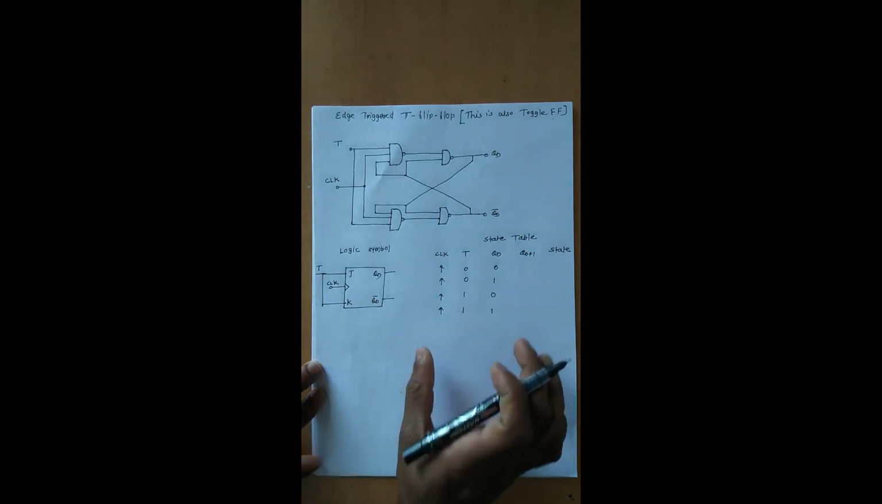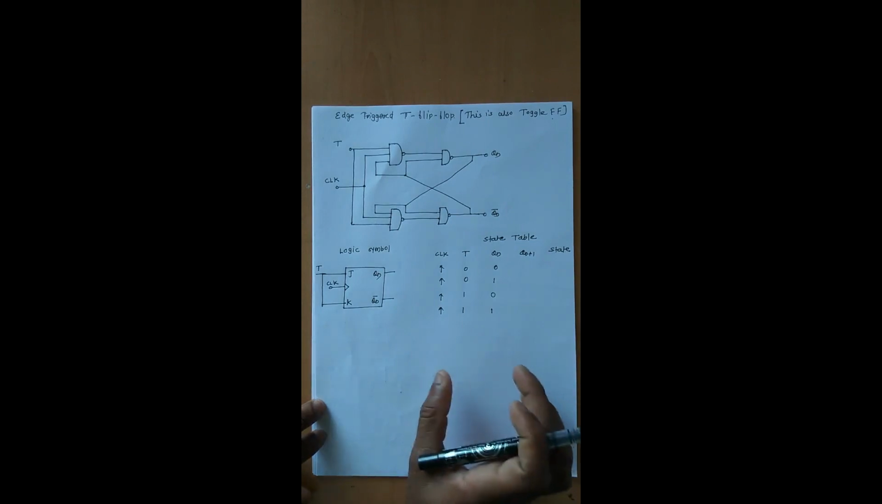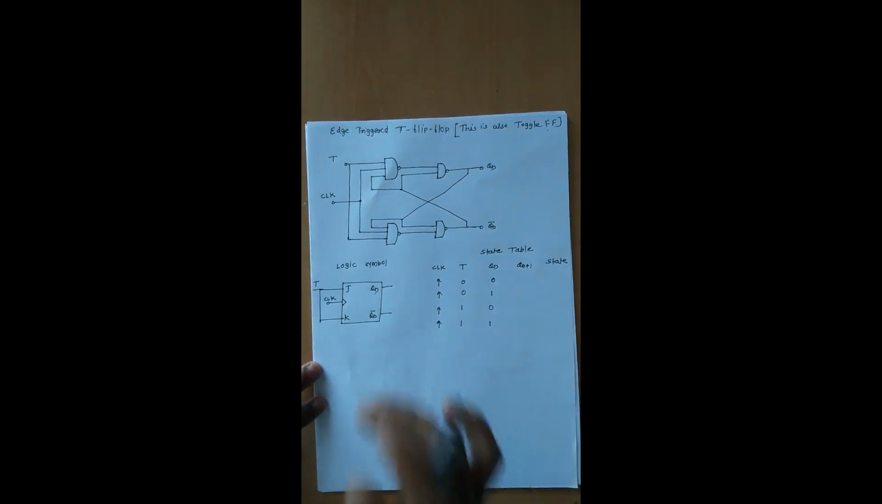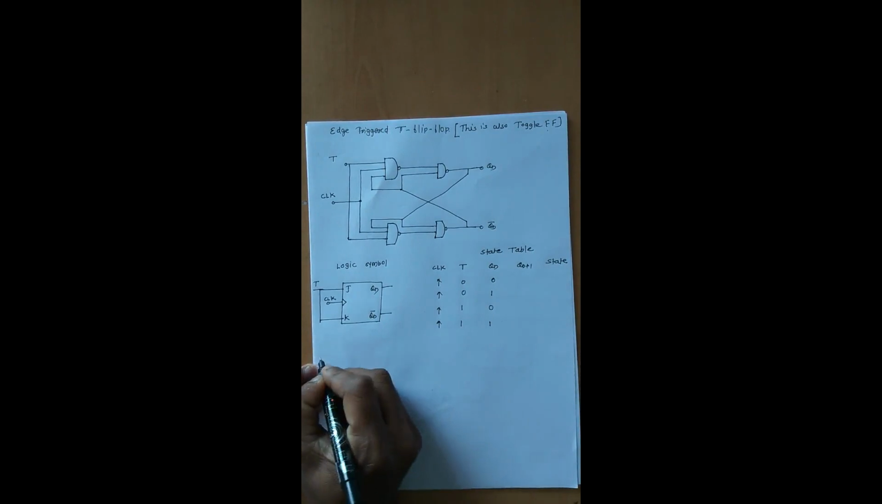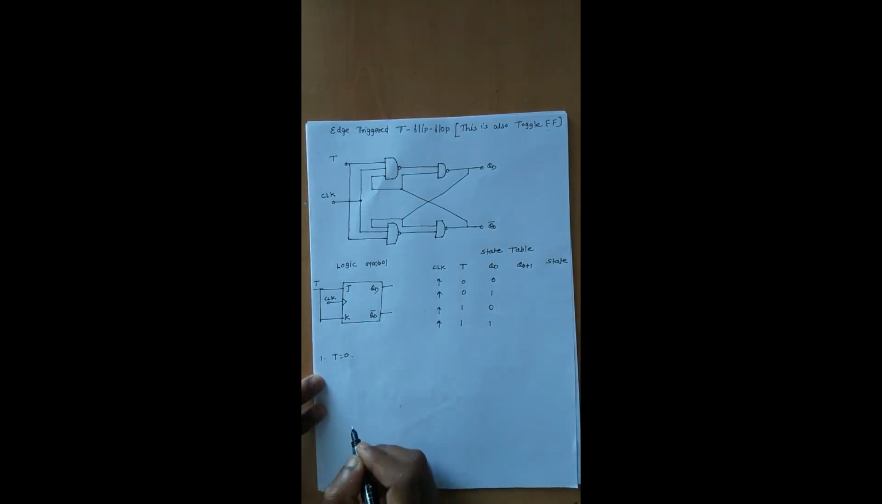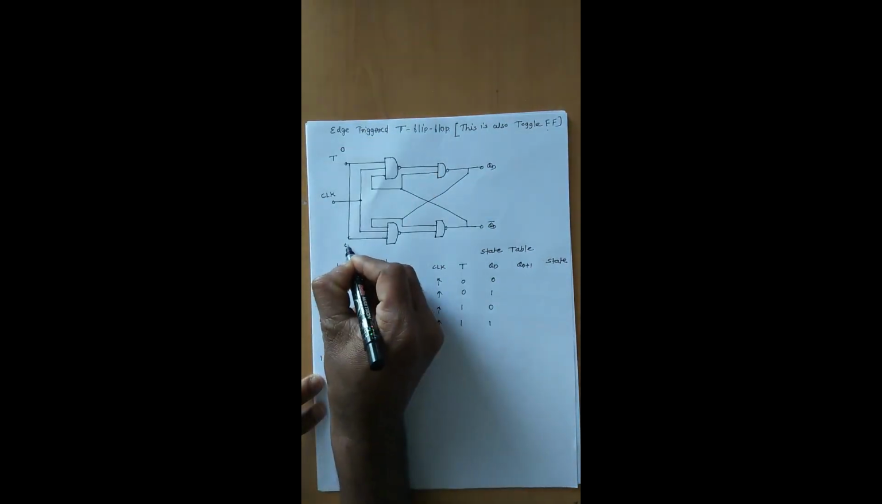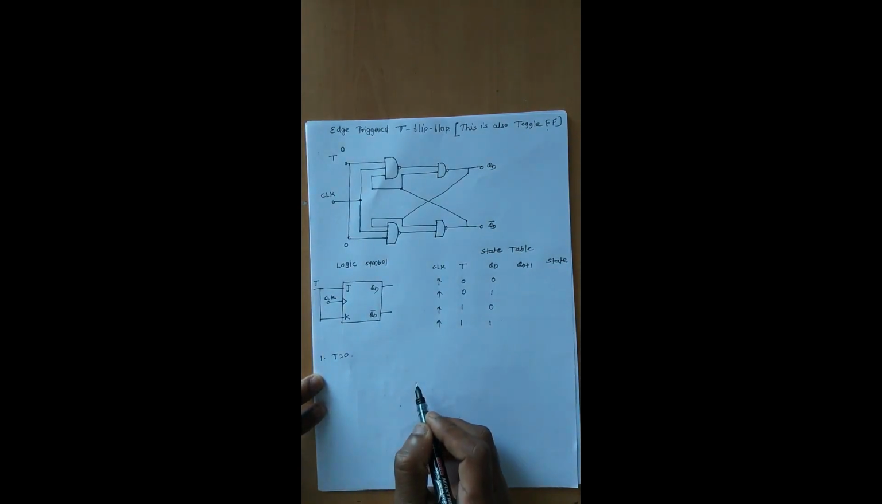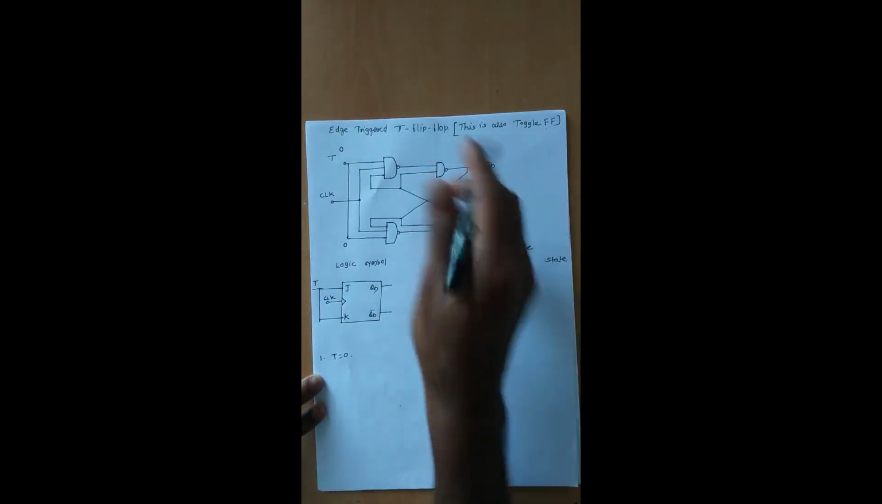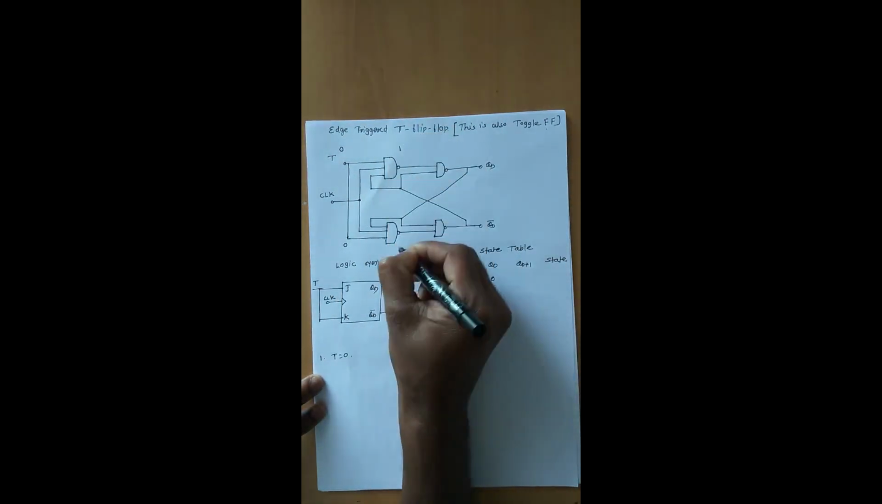We have to analyze this state table according to this diagram. This state table, which is also called the characteristics table, has the first condition when T is equal to 0. No need to go through what the output of the first and second NAND gate will be; this is 1 and this is also 1.